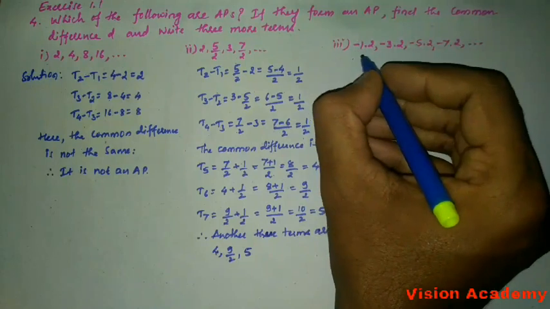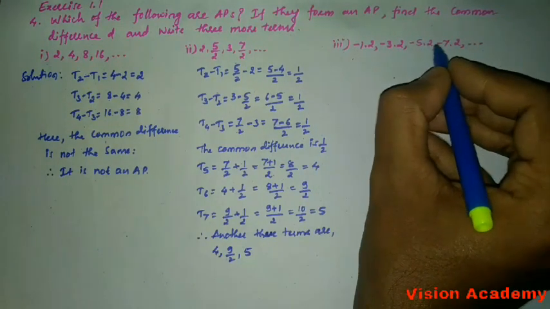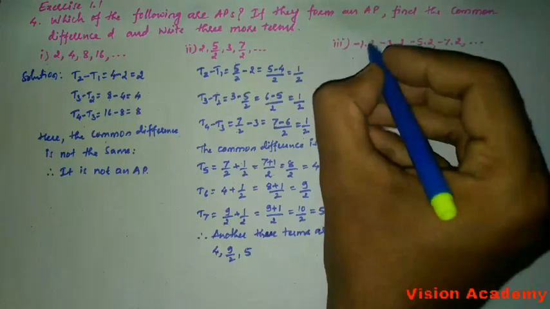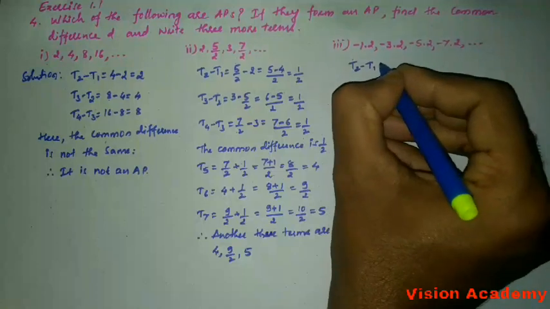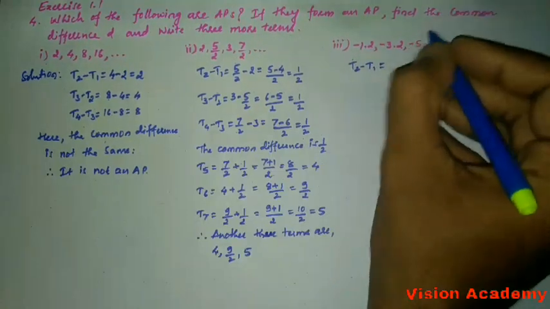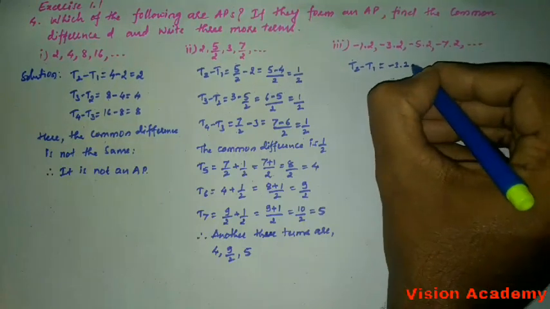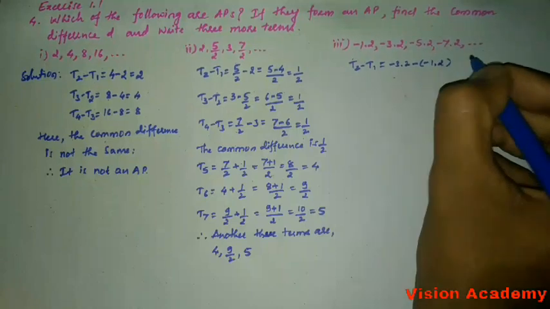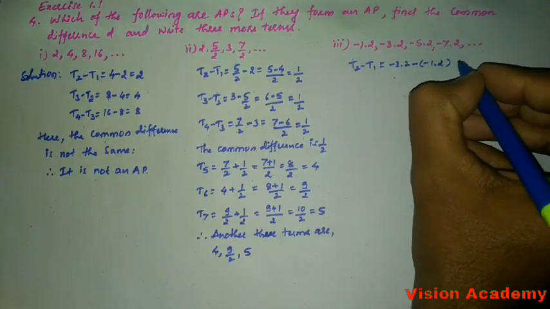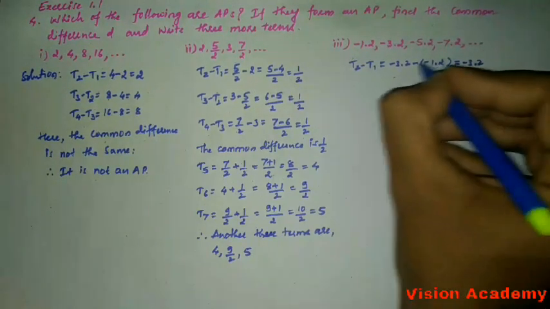Let us move on to the third question. Minus 1.2, minus 3.2, minus 5.2, minus 7.2 and so on. So let us write T2 minus T1. That gives me the common difference. Here T2 is minus 3.2 minus T1 is minus 1.2, which is equal to minus 3.2.